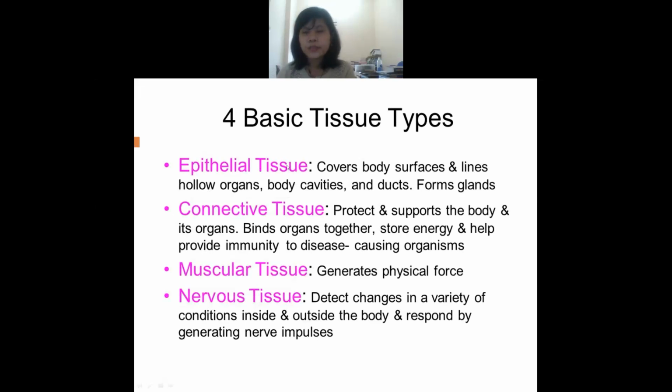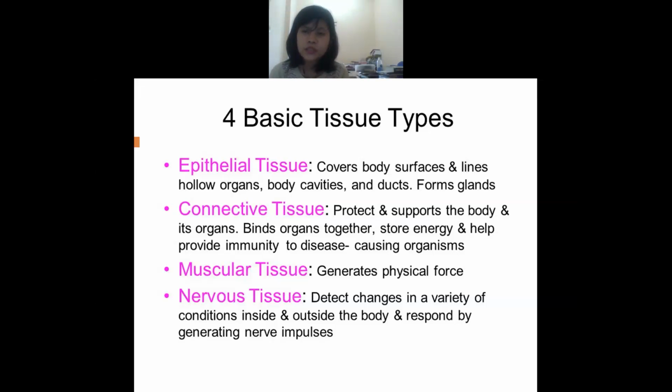In the first one, the epithelial tissue, what will you get? The epithelial tissue covers the body surface, and also you will see epithelial tissues in the hollow organs such as esophagus, stomach, intestine, body cavities and ducts. Also you can see which will form glands. So in all these organs, you will see the epithelial tissue, and they cover the body surface.